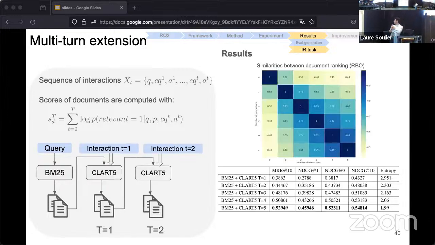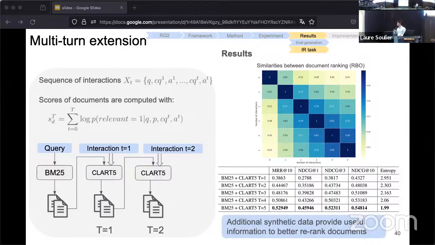What we obtained is that the baseline also shows the similarity between document rankings between turns with the user. And below we can see the table which shows the increasing number of interactions with the user. This shows that synthetic data allows us to provide more information about relevant documents, and increasing the number of interactions with the user is actually useful.